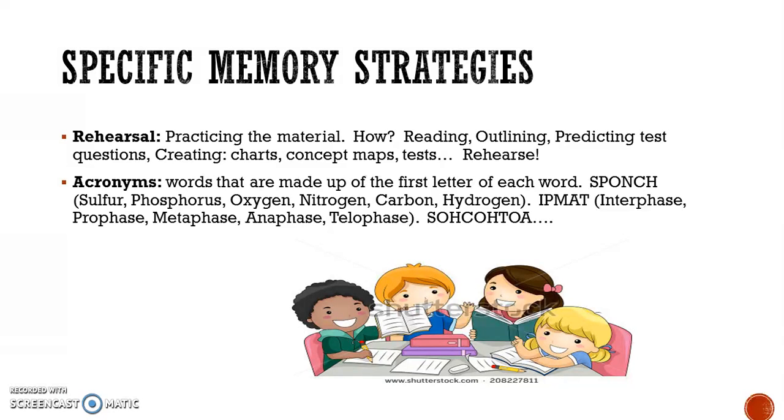Acronyms, words that are made up of the first letter of each word, like SPONGE, which makes up 99% of all living matter. It's sulfur, phosphorus, oxygen, nitrogen, carbon, and hydrogen. IPMAT were the different stages of the cell cycle, which is interphase, prophase, metaphase, anaphase, and telophase. SOHCAHTOA, which is a math term.